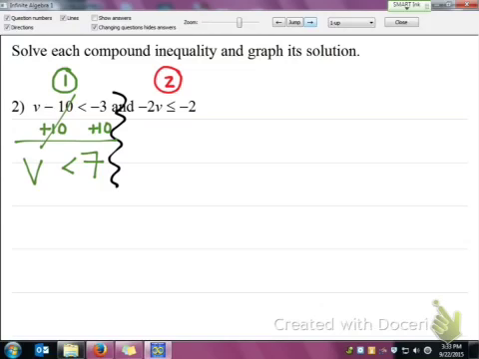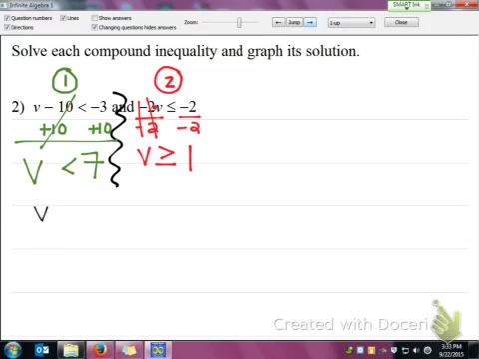Negative 2v is less than or equal to negative 2. Now remember, when they're touching each other, that's multiplication right there in the middle. So to undo that multiplication, we're going to divide by negative 2. And I made sure I got the negative as well. Bring down my v. I divided by a negative, so I have to flip my symbol. Negative 2 divided by negative 2 is 1. Make sure you guys type that in your calculator. Don't just guess. Actually type it in.